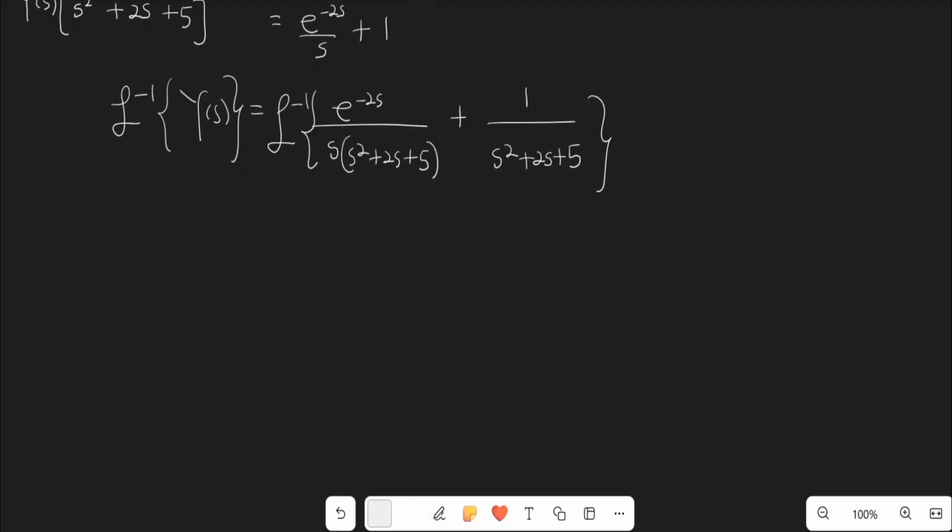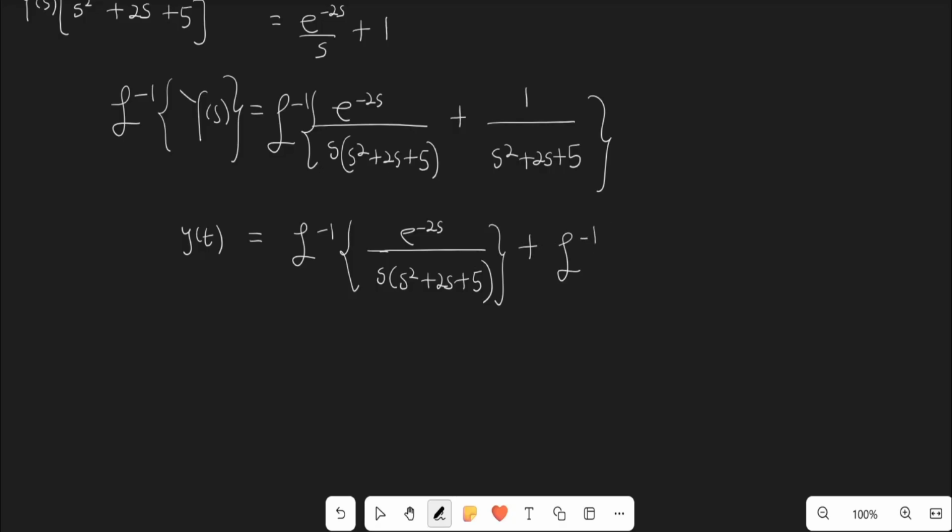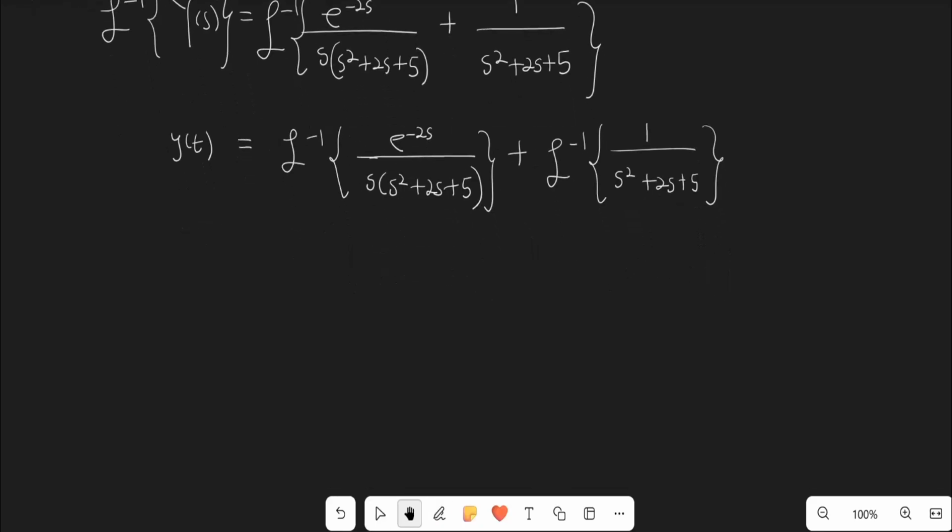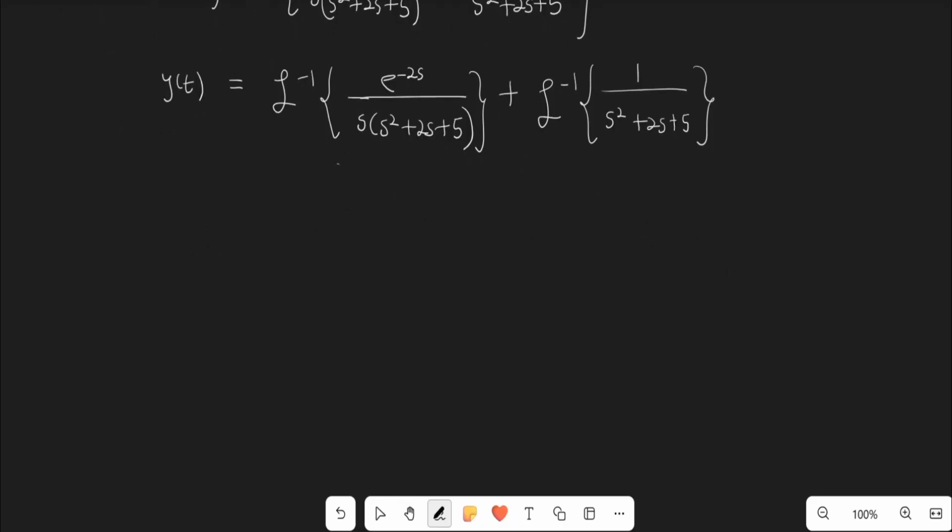So on the right hand side, let's apply the linearity property of the Laplace inverse. The Laplace inverse of capital Y of s is going to return our solution in the t world, y of t, and this is going to be the Laplace inverse of e to the negative 2s divided by s into s squared plus 2s plus 5, and the next one is the Laplace inverse of 1 all over s squared plus 2s plus 5. So the headache now is to find the Laplace inverse of these.